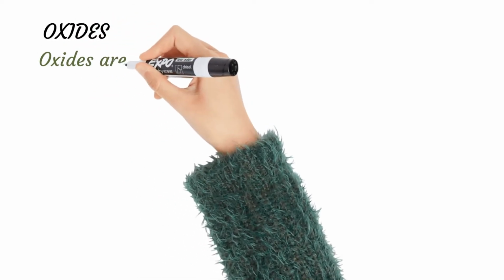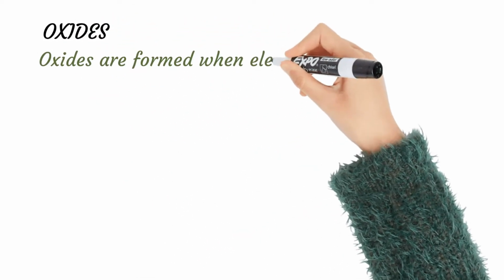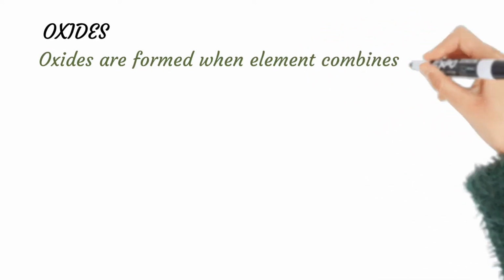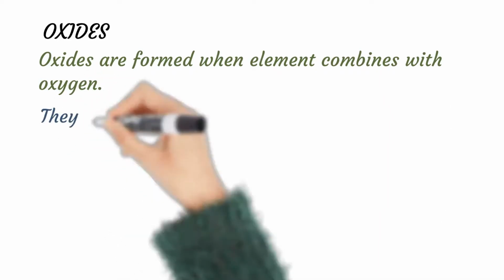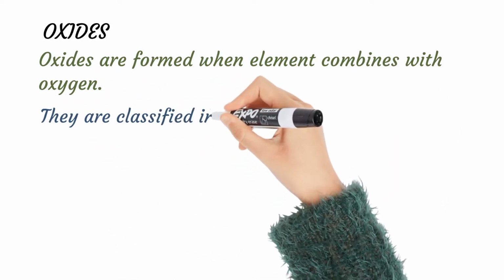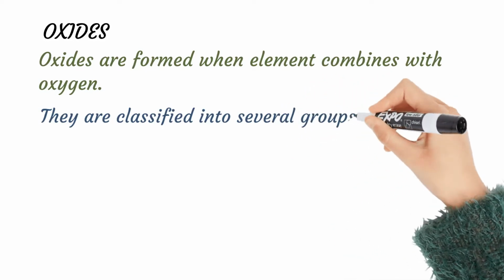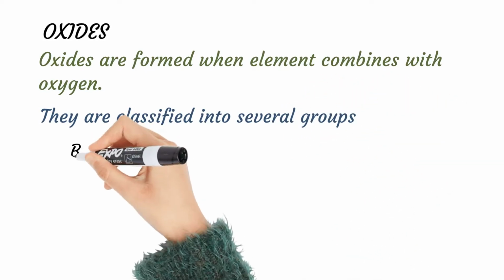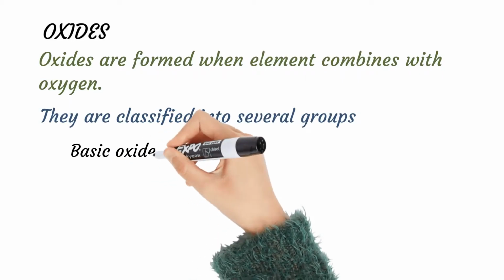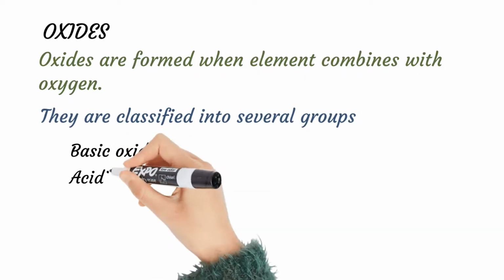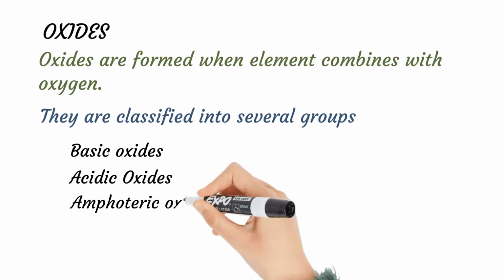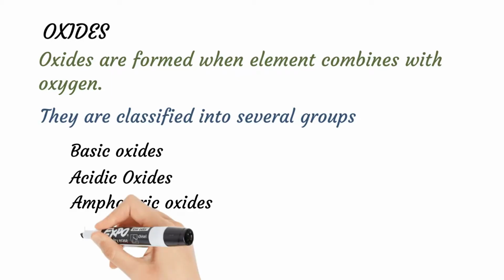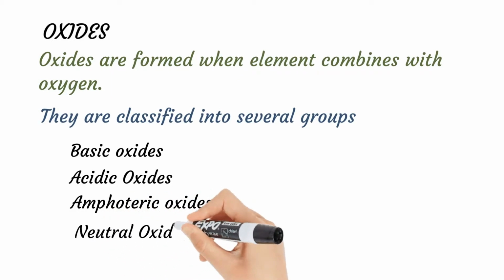Next, oxides. Oxides are formed when an element combines with oxygen. They are classified into several groups. We have the basic oxides, the acidic oxides, the amphoteric oxides, and then finally the neutral oxides. Let's look at them one after the other.